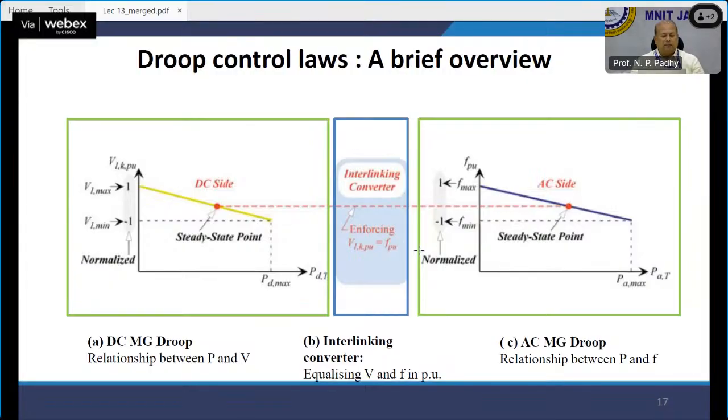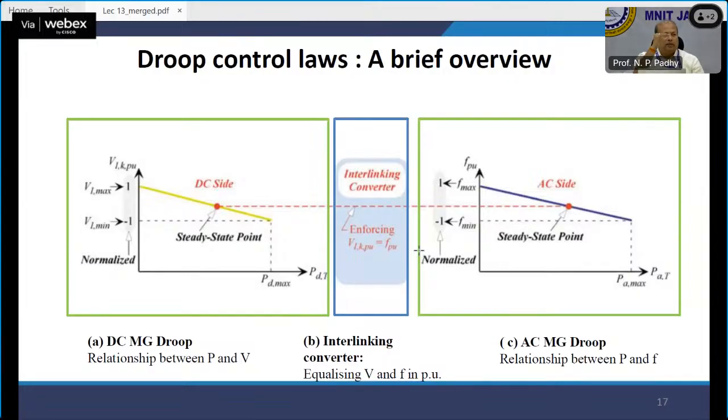So what happens in case of the DC side, you have voltage versus P, and in case of the AC side, it is frequency versus P. So we have to take a point common to both sides where V and F are considered to be fixed. That's what we call the interlinking converter: it is responsible for the voltage from the DC side and frequency from the AC side, because this is how we control. So there is a relationship between P and V, a relationship between P and F, and P becomes common to both sides. F and V are the y-axis variables.